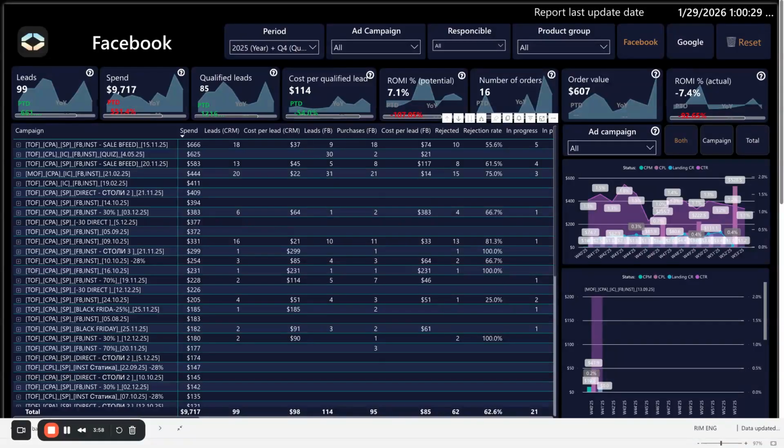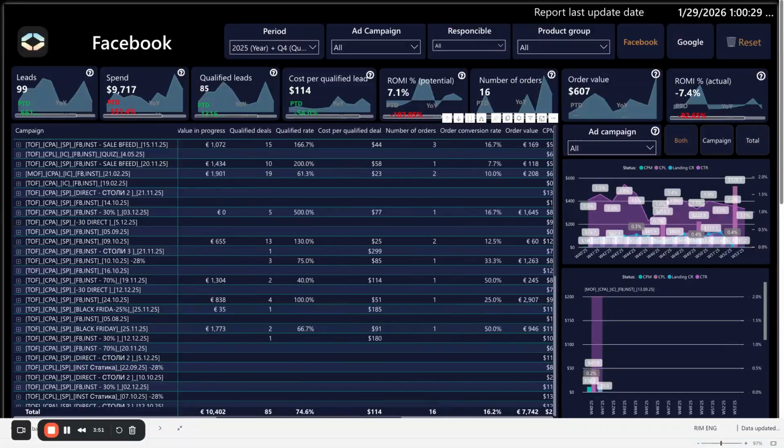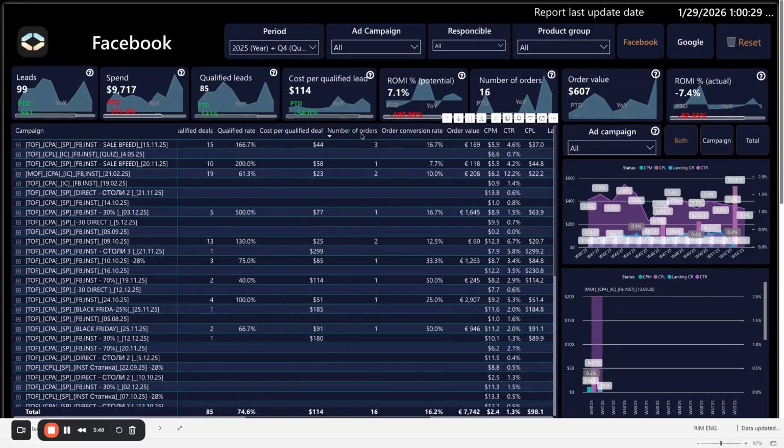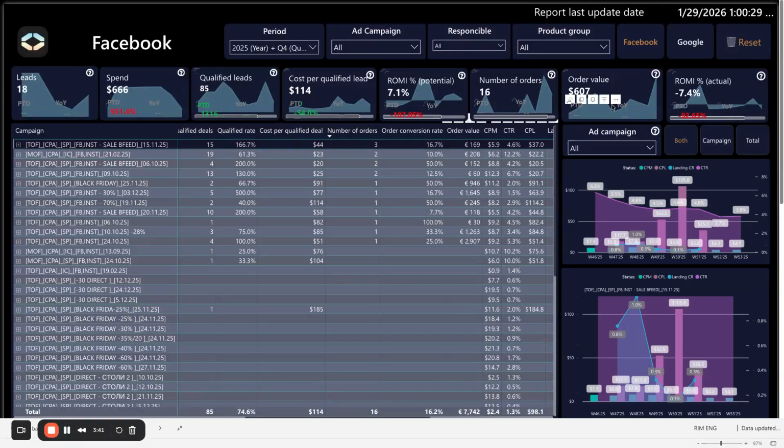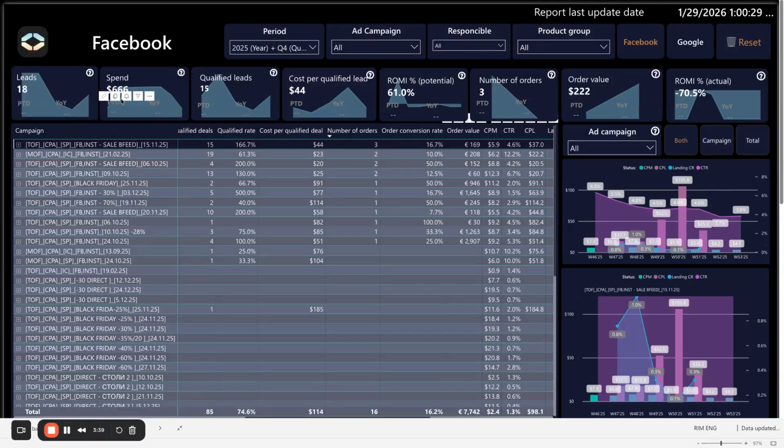Now, if we take a look at the other side of things, let's see what campaigns performed well. We can now filter everything by the number of orders, and we can see that this campaign actually brought us 3 orders. Let's select it and see all the details on top. 18 leads, $600 of spend, $44 per lead, which is not too bad. 3 orders, but only $222 in revenue, which is 3 times less than what we've spent. So the ROI on this one is negative. So this campaign cannot go on.